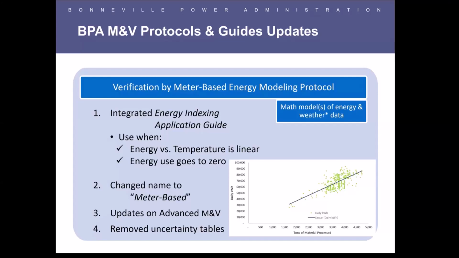We did do a few other updates to this modeling guide. We updated the section on advanced M&V as that is a moving target, and that section was a little antiquated. And we also simplified the uncertainty section in this guide by removing some uncertainty tables that were intermediary and really not that helpful.